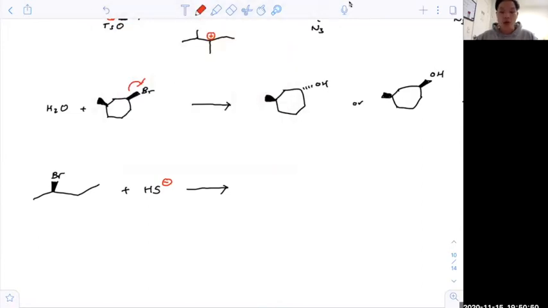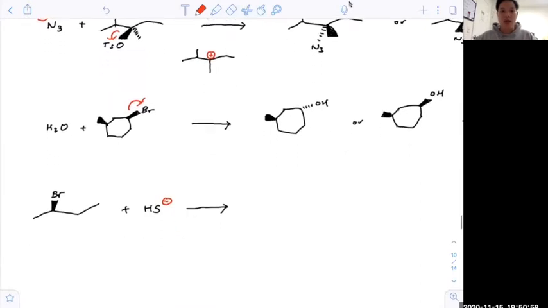Later on, I will show you a chart telling you if it's SN1, SN2, E1, E2, but I just want you to look at these and just be familiar with how you're going to be guessing the products, okay?